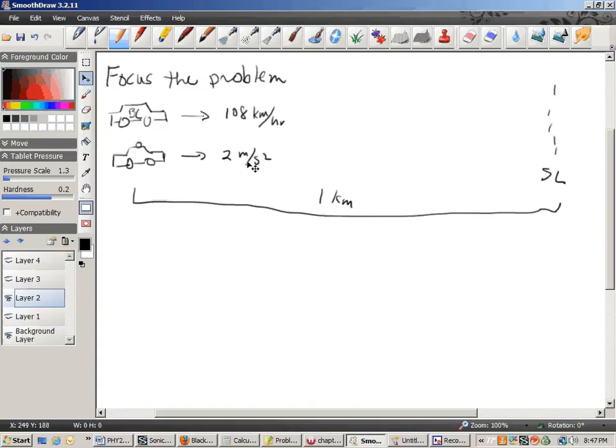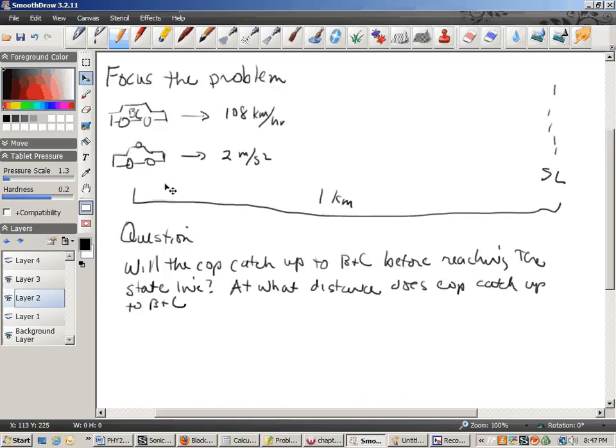Now, what is the fundamental question that we're asking? We're asking whether or not the cop will catch up to Bonnie and Clyde before reaching the state line. Another way to phrase that question is, at what distance does the cop catch up to Bonnie and Clyde?